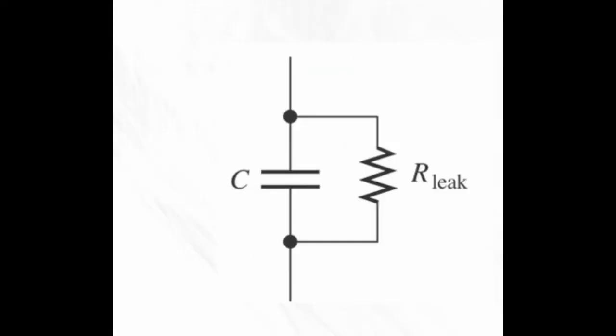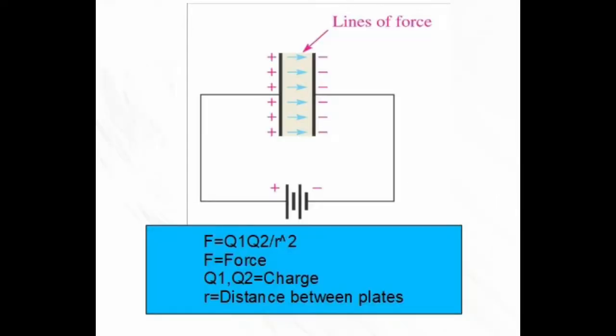Also, when a capacitor is not connected to any load, it still discharges because a leak resistance is always present in the capacitor. It is not an ideal capacitor. A capacitor stores energy in the form of an electric field that is established by the opposite charges of the plates. A capacitor thus obeys Coulomb's law.